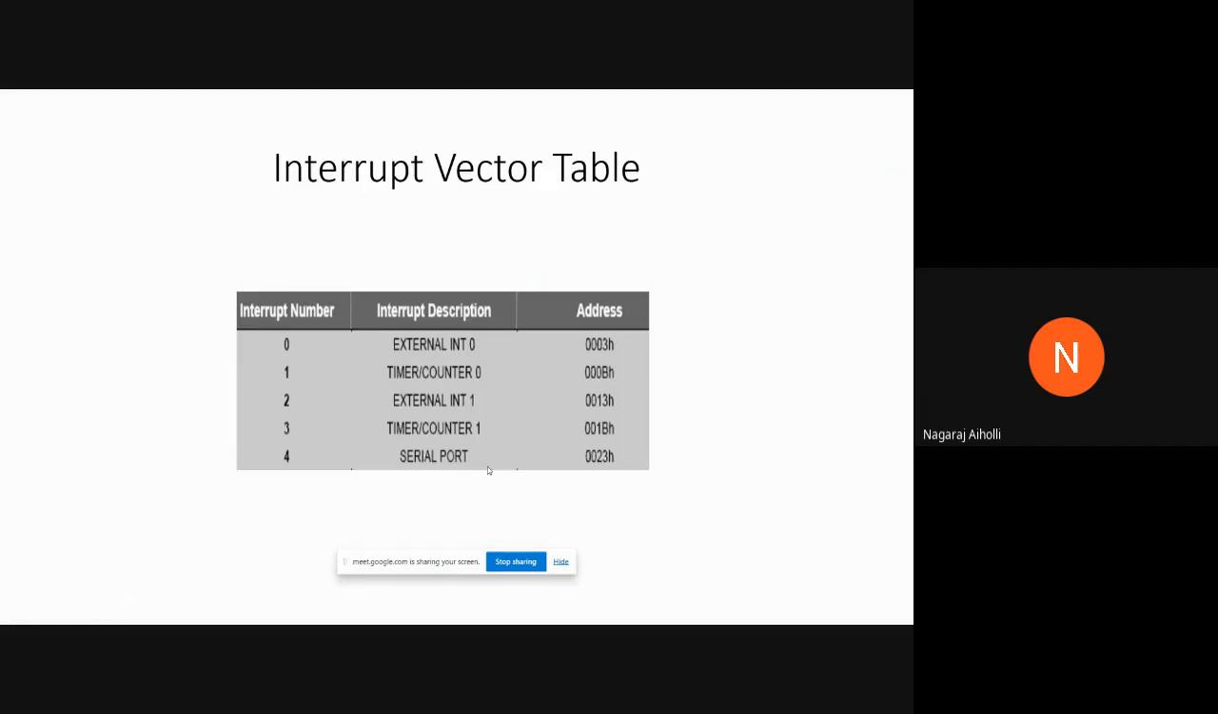Now the reset is also an interrupt, because when the main program is executing, if there is a reset, then the main program will be interrupted and the program counter will load a new address, the address of the interrupt service routine. Hence reset is also considered an interrupt. So totally, considering reset as an interrupt, there will be 6 interrupts altogether: reset interrupt, external interrupt 0, timer/counter 0 interrupt, external interrupt 1, timer/counter 1 interrupt, and the serial port interrupt.